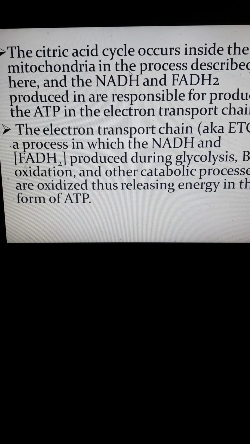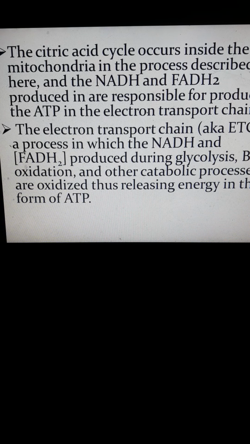The citric acid cycle occurs inside the mitochondria, and then we have the reducing agents, nicotinamide adenine dinucleotide plus hydrogen, and flavin adenine dinucleotide plus 2 hydrogen. They are responsible for producing the ATP in the electron transport chain. Okay? So the electron transport chain is the process which involves the NADH and the FADH2 produced during glycolysis. So we have beta oxidation and other catabolic processes that are oxidized, thus releasing energy in the form of ATP.